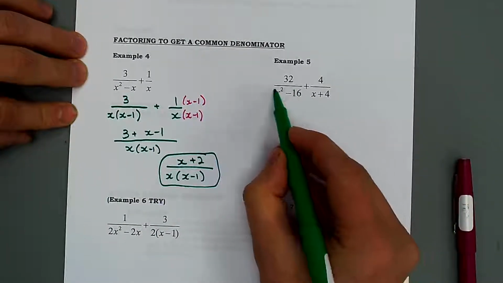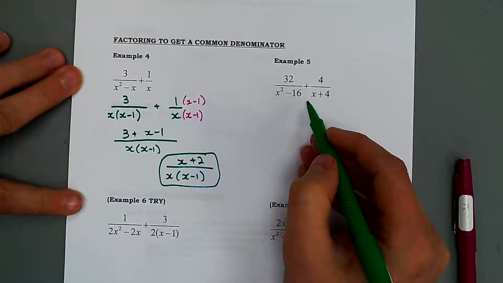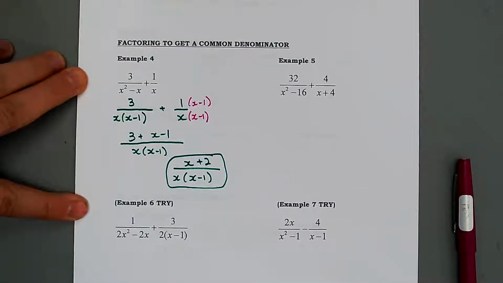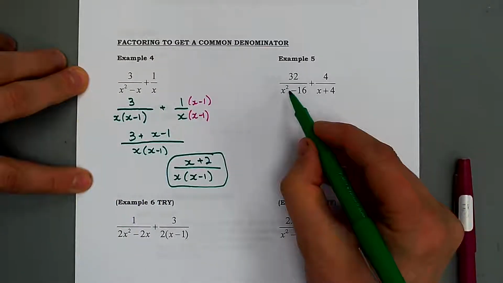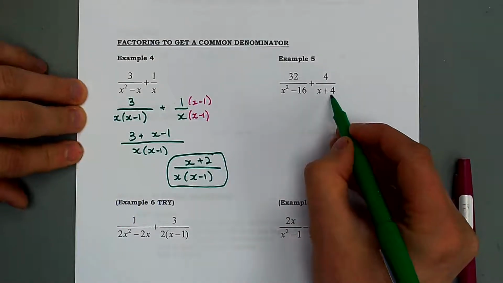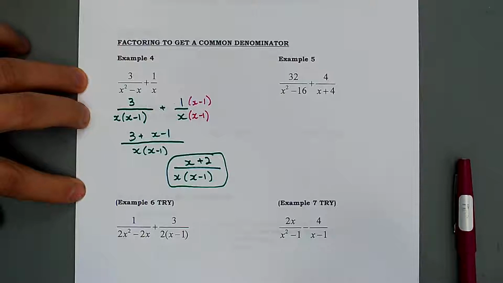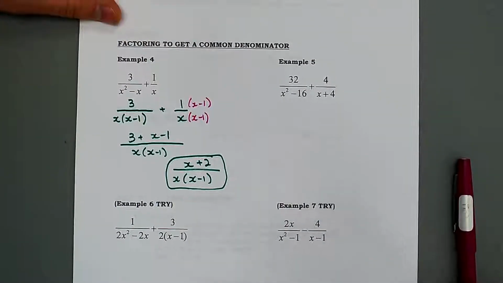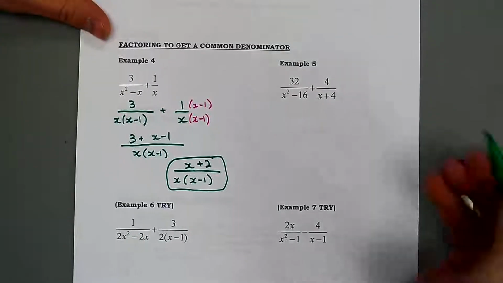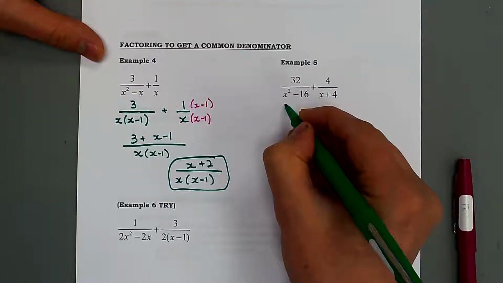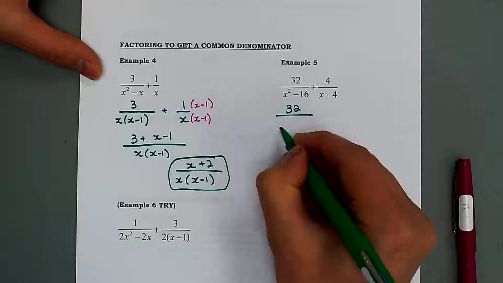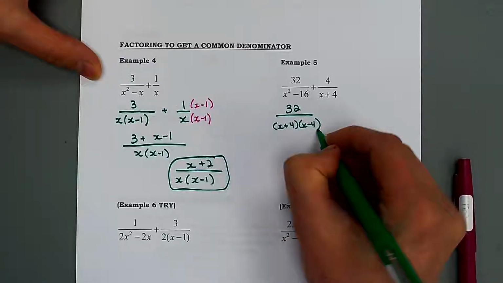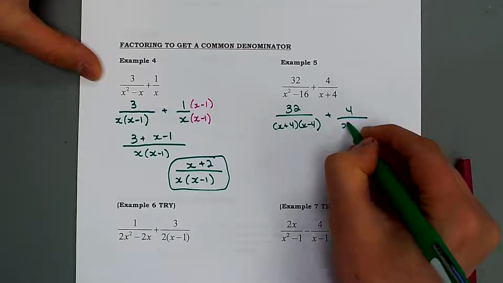Factor. This time we have a difference of squares. A reminder that when you're doing adding, subtracting, and multiplying and dividing in Math 30-2 in Alberta, we only have to worry about a difference of squares or a greatest common factor type of factoring until lesson 4.5, which is next. So we can factor this difference of squares to see x plus 4, x minus 4, 4 over x plus 4.